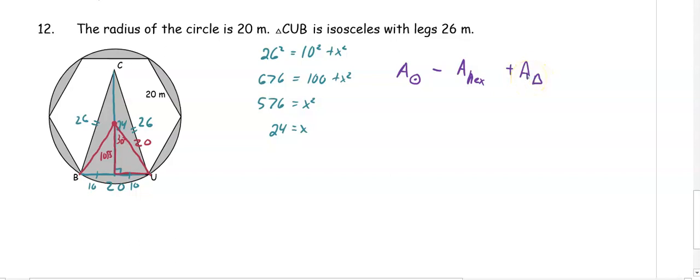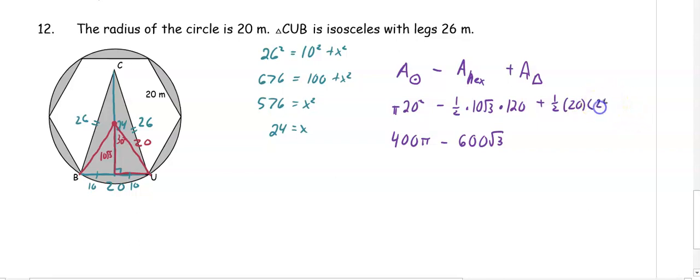So to get the area of the circle, it is pi 20 squared, which is 400 pi. To get the area of the hexagon, it is 1/2 times the apothem, which is 10 root 3, times the perimeter. Well, if each side is 20 and there are 6 sides, the perimeter is 120. So that's going to get us minus 600 root 3, and then plus the area of the triangle. So the area of the triangle, the base is 20, and the height is 24. So we get 240 meters squared.